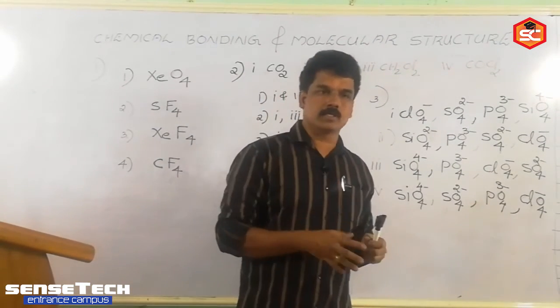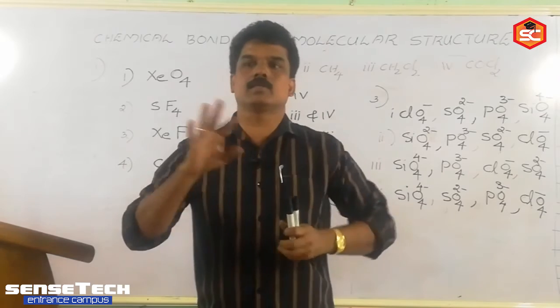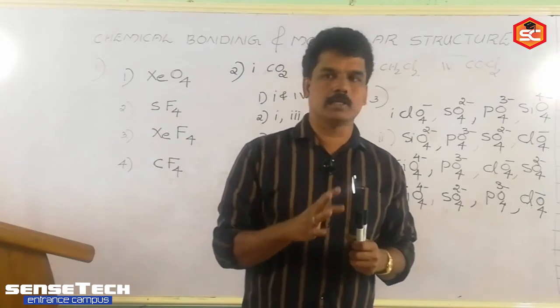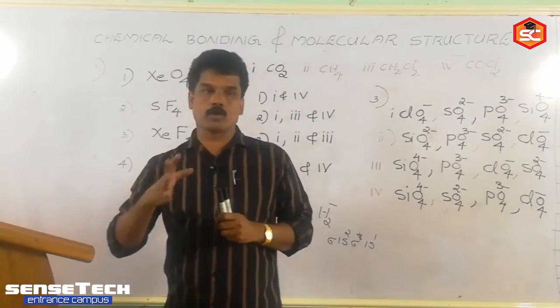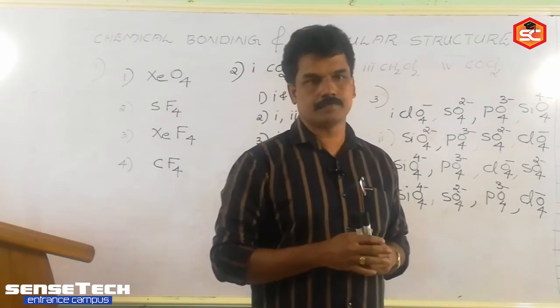As the bond order increases, the stability of the molecule also increases. So we can compare the stability of different species by using their bond order values. Which one has the higher bond order? That is more stable.